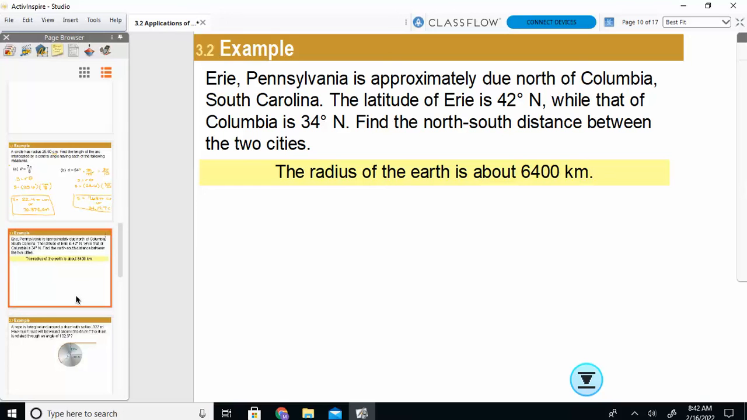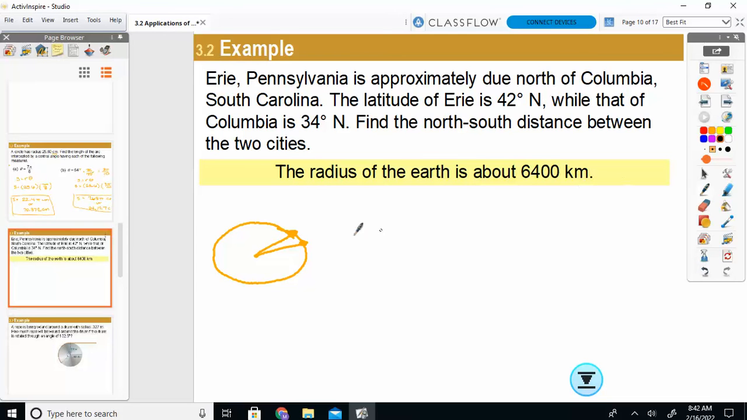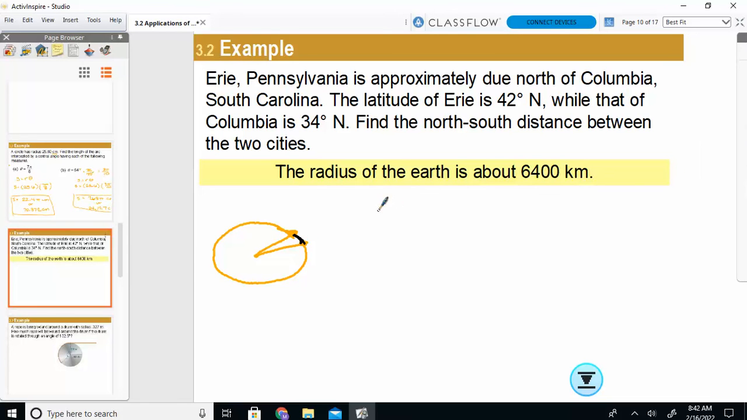Last one I do today, actually. So Erie, Pennsylvania is approximately due north of Columbia, South Dakota. The latitude of Erie is 42 degrees north, while that of Columbia is 34 degrees north. Find the north-south distance between the two cities. They're not perfectly, we said approximately due north. I'm trying to find the distance between them, so I'm looking for my arc length.